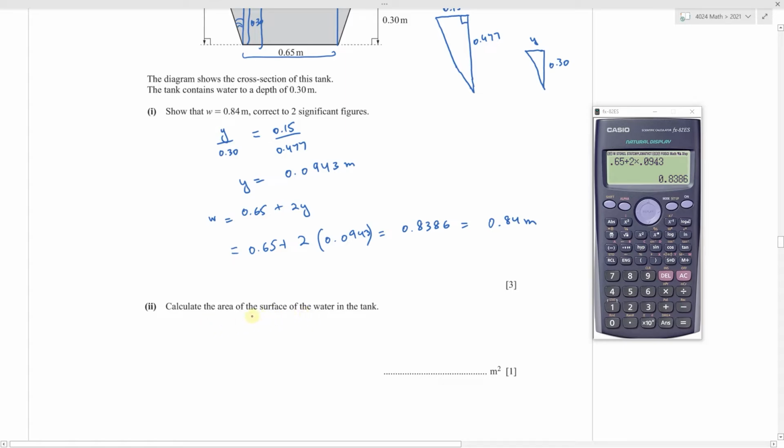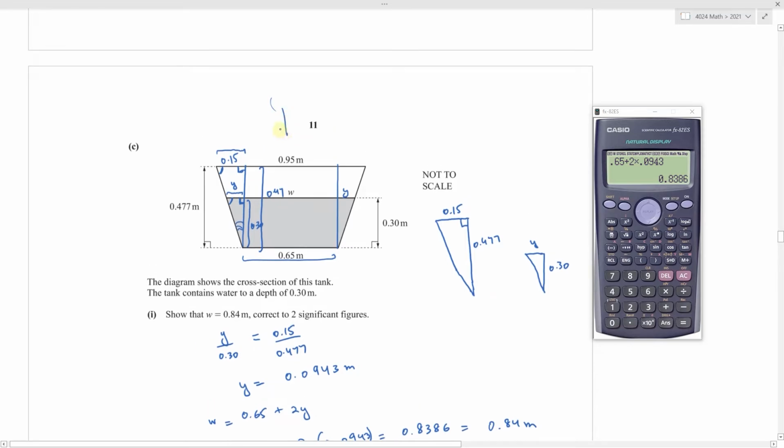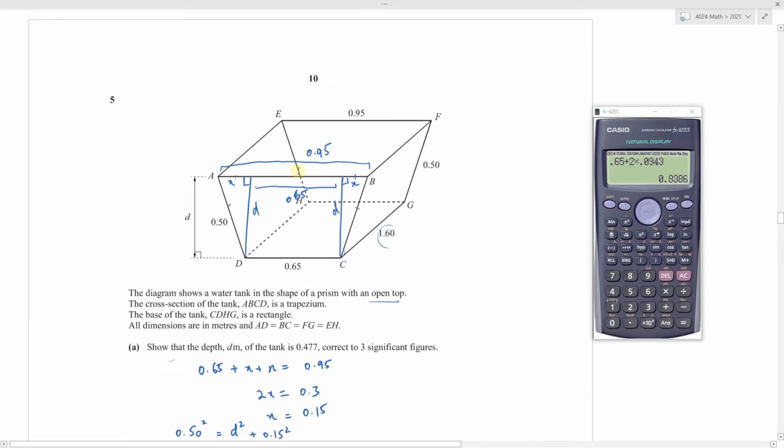Calculate the area of the surface of the water in the tank. So basically, if you are looking down from the top, you have to find the area of the top of the surface of the water. So if I go back to the 3D diagram here, the top of the water will look something like this. So you have water inside this tank up till this certain height, right?